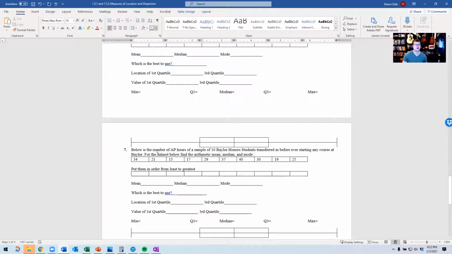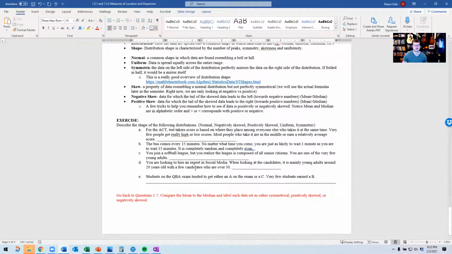So hopefully that helps with 1.31 and 1.32. And then I'm going to go over the one for the second half of the week as well in the next lecture.